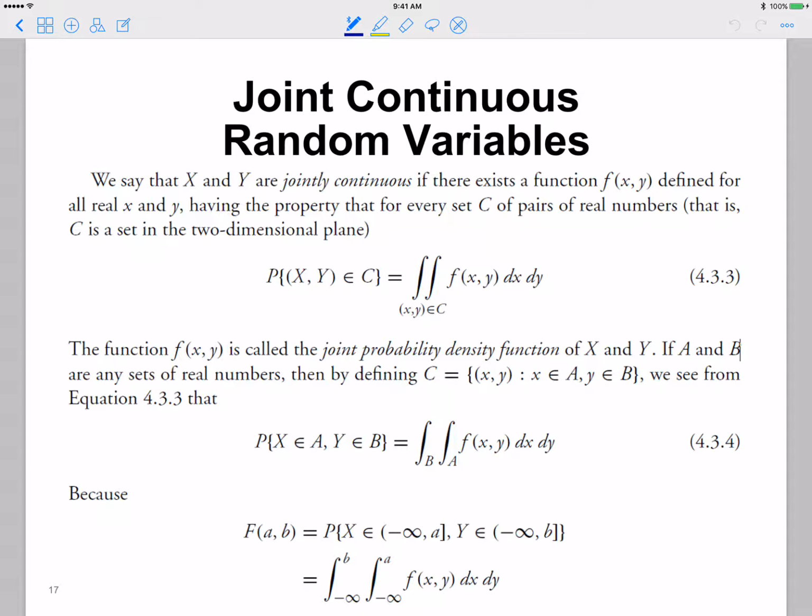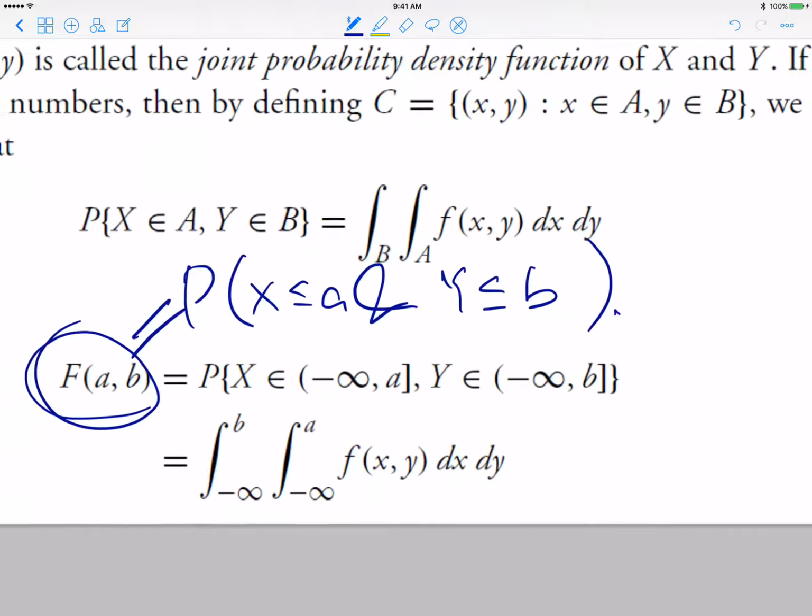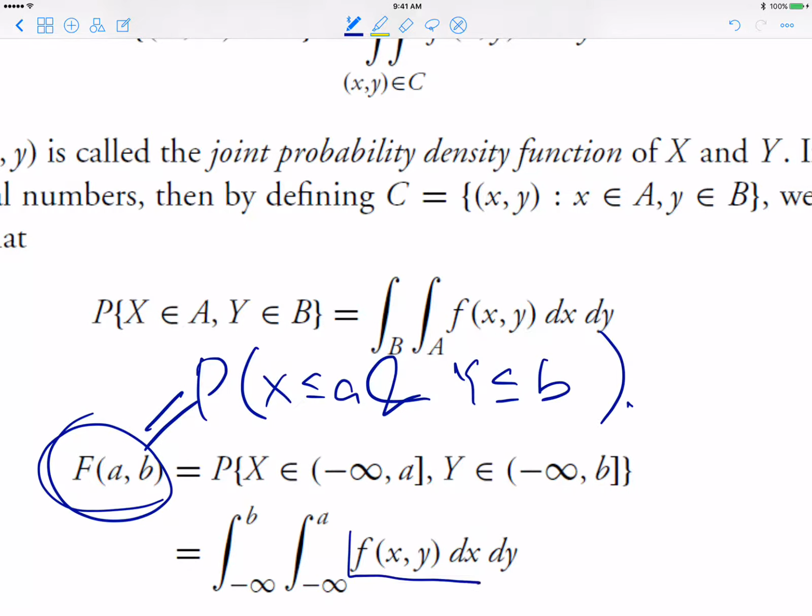Okay, and then now, this is like x being greater than or equal to a and y being greater than or equal to b. So we consider this kind of event and its corresponding probability, and that is defined by our joint cumulative distribution function F(a, b). And this is defined by the integral. So we have a double integral here.